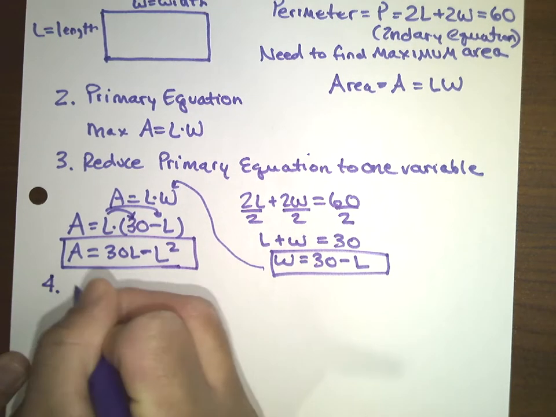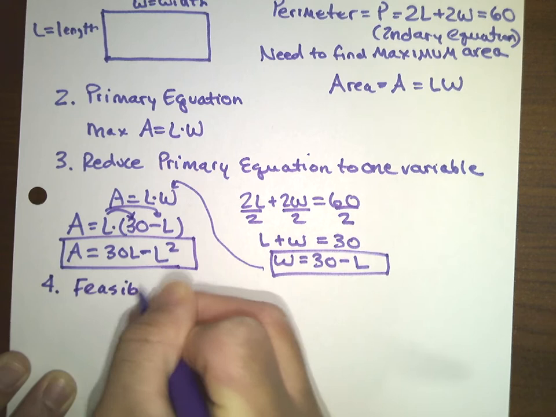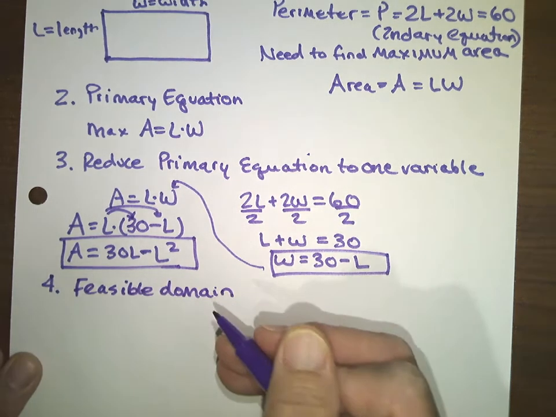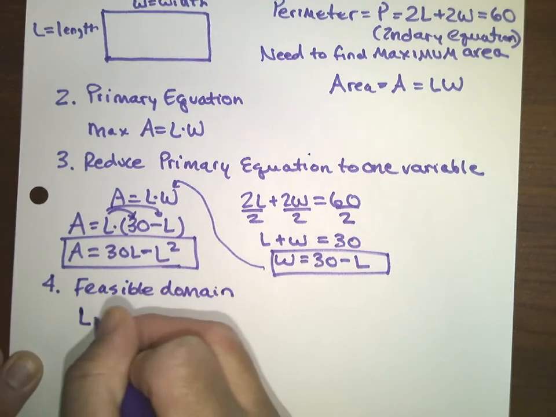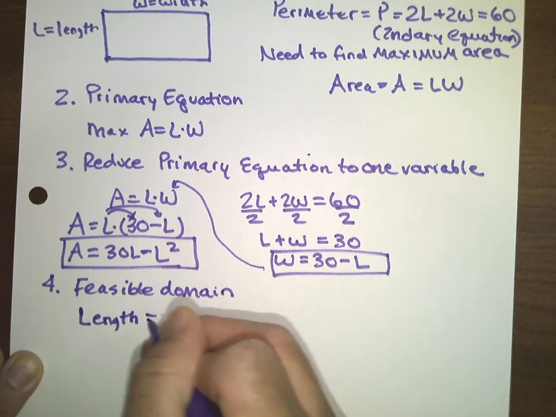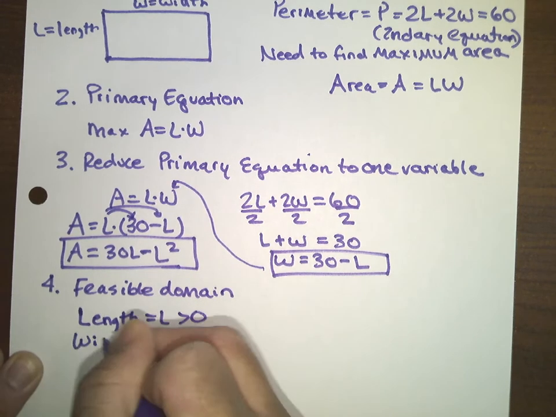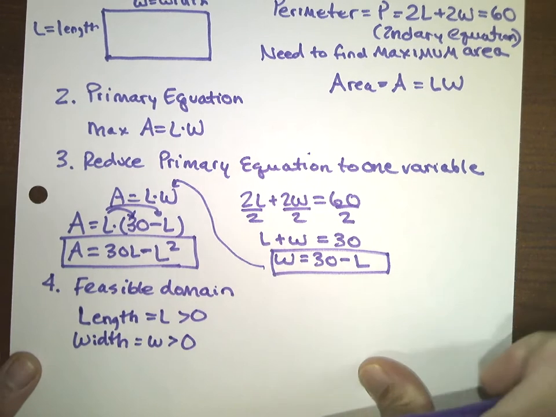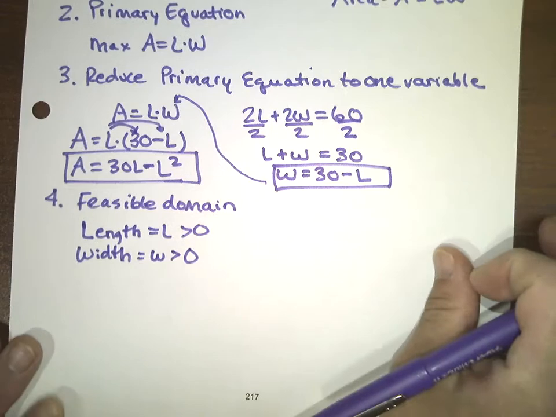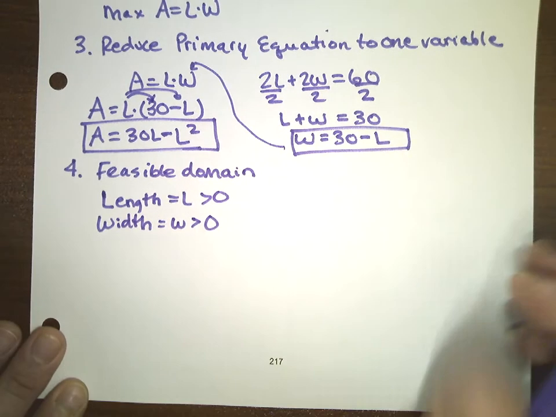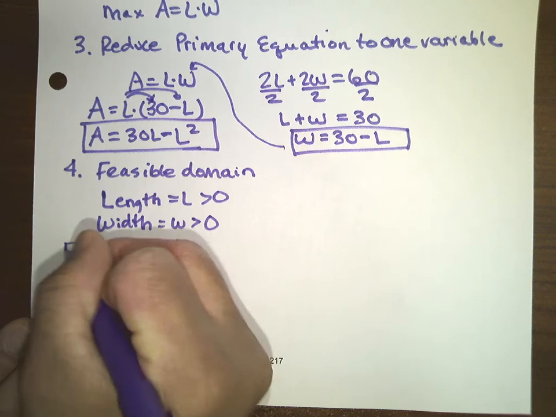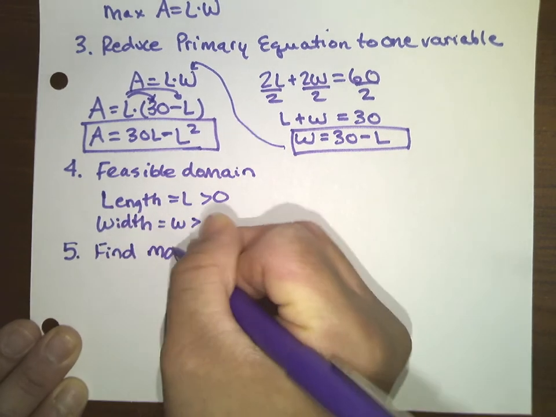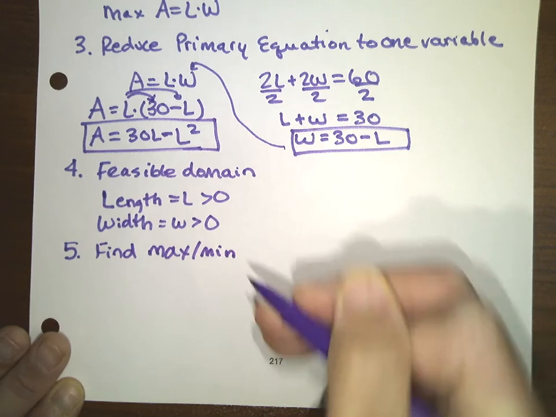Step 4, I'll list the feasible domain. And I know that because this is length and width, length should be greater than 0, and width should be greater than 0. So no matter what, I shouldn't get a negative length or a negative width. And now I'm moving on to the last step, which is just to find the maximum or the minimum.